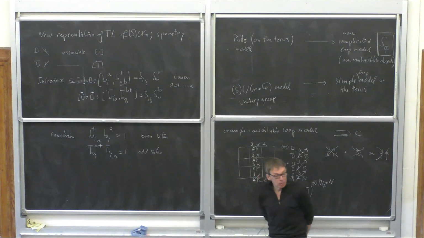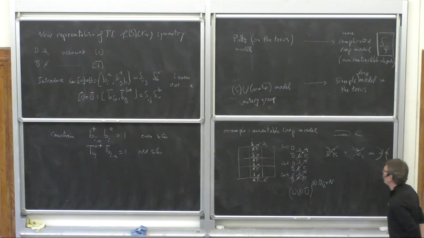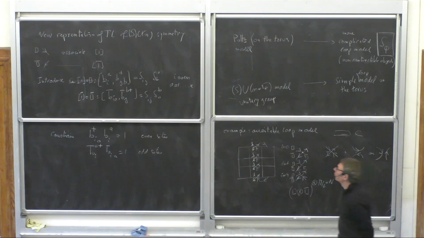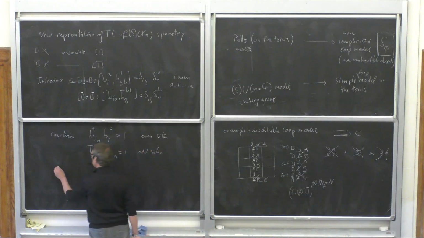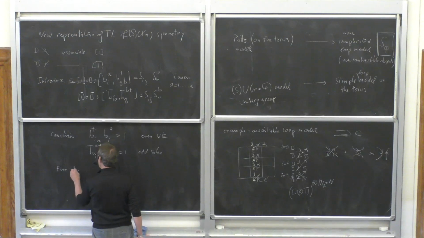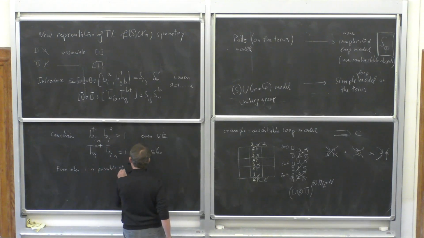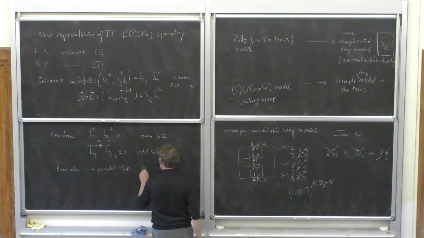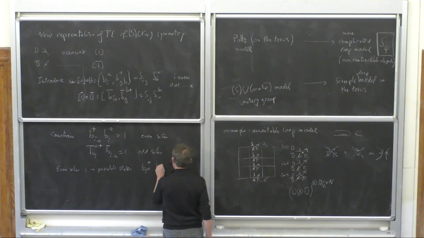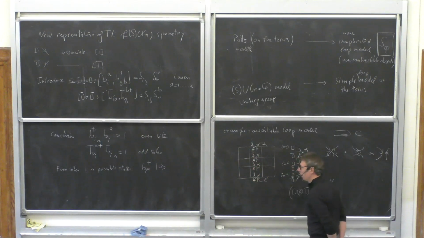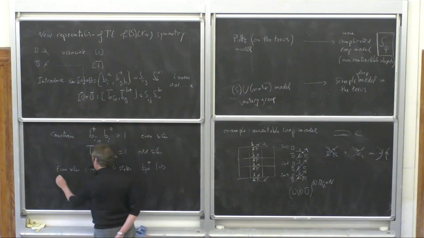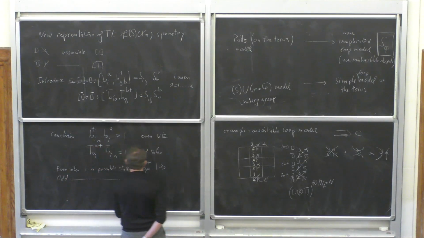So anyway, I can do that, right? So I have on the even sides n possible states, which I write as b_i a dagger acting on the vacuum, with a equals 1 to n. And similarly, on the odd sides, I have n possible states. That's all I mean, okay?